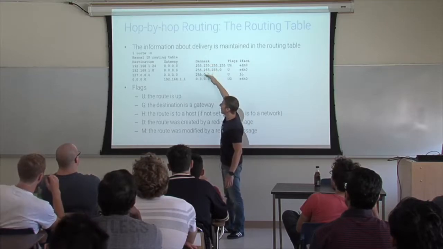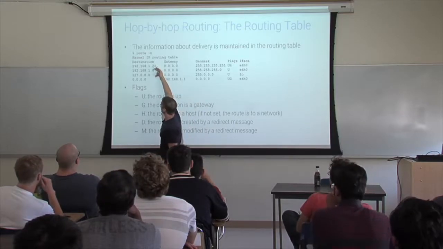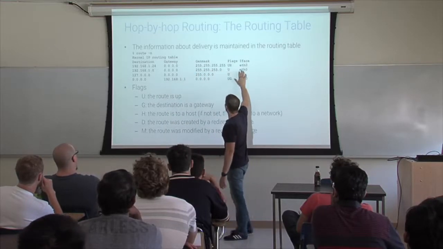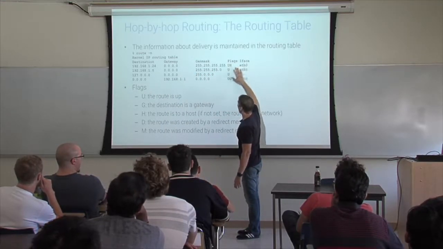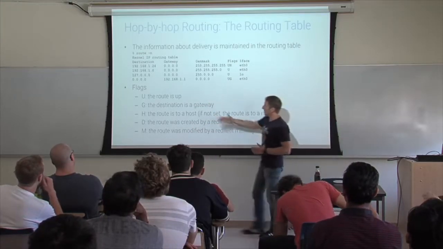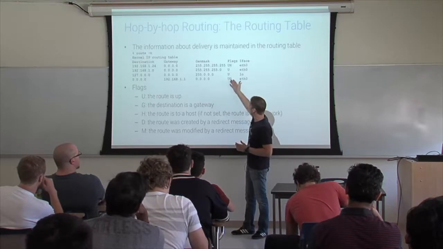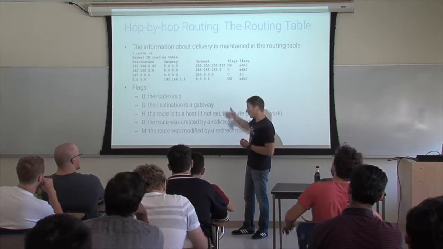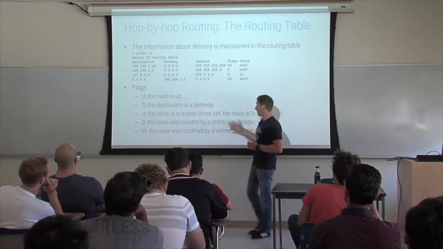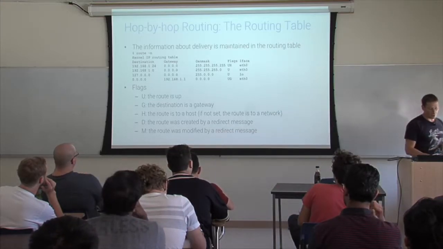You will find a number of different entries that show you fundamentally either a destination as a network, a destination as a specific host, and so forth, and whether the route is actually up, whether it's a host, whether it's a network. You can also find out if the destination is a gateway, so you know that you're going to send to that host in order to reach the rest of the internet. It also shows if the route is to a specific host, if the route was created by a redirect message, we will see what it is, or if the route was modified by a redirect message.